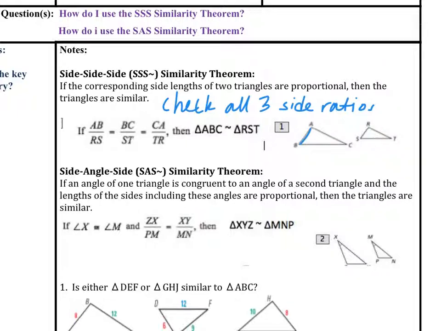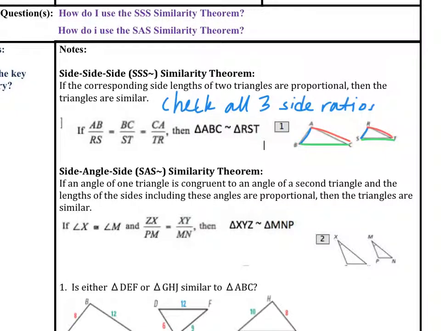So like AB would have to be proportional to RS, AC would have to be proportional to RT, and then BC to ST. They're not going to be congruent, they're going to be proportional. So all of your ratios need to simplify to the same thing. The other one we're talking about today is side angle side.